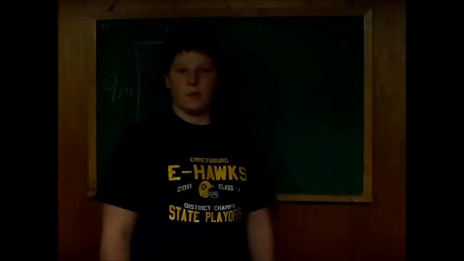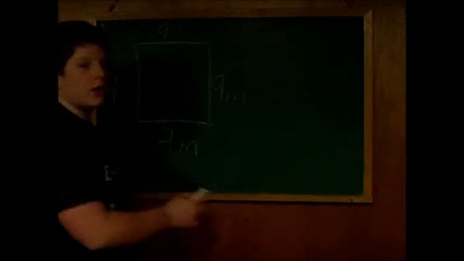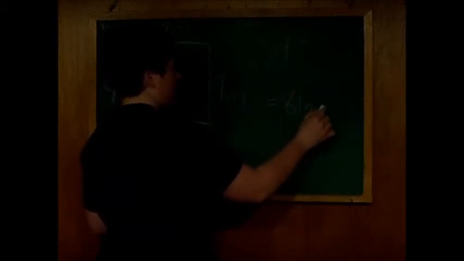In the second example, you saw that the square was 9 meters on each side. So you would take 9 squared, or 9 times 9, which would equal 81 meters squared.